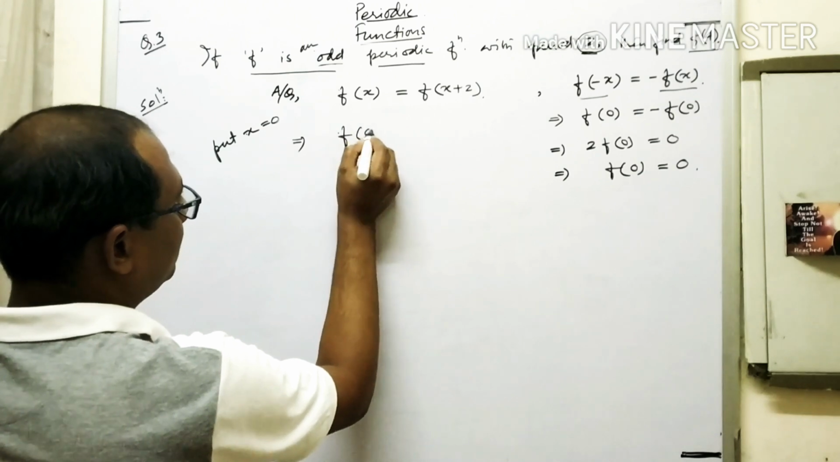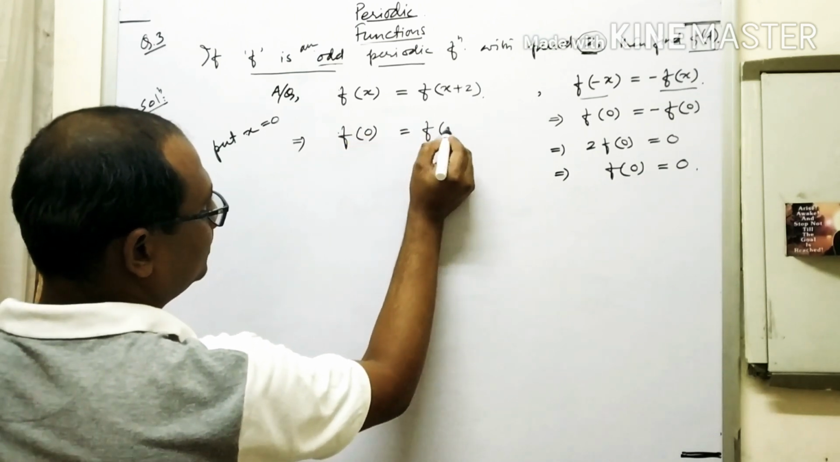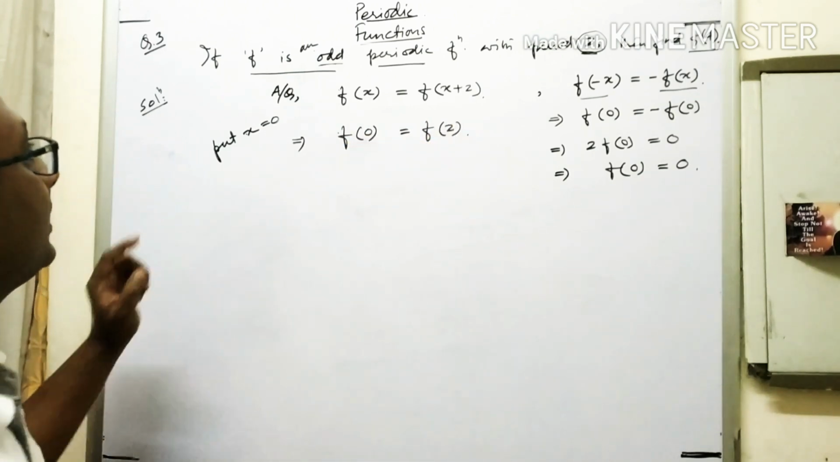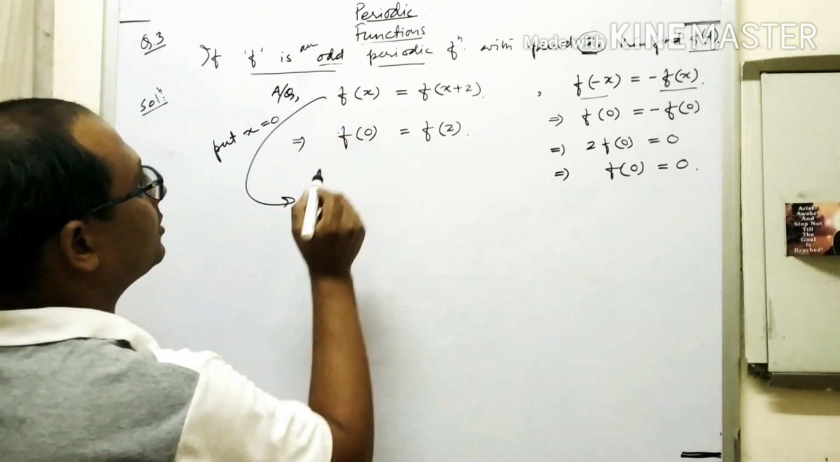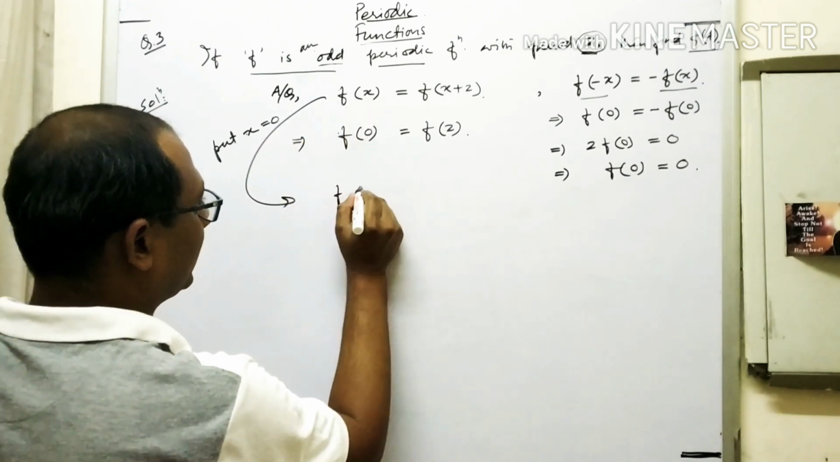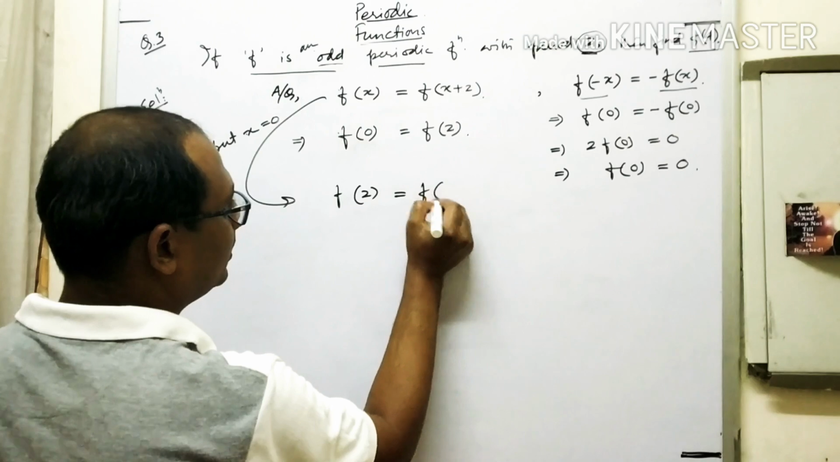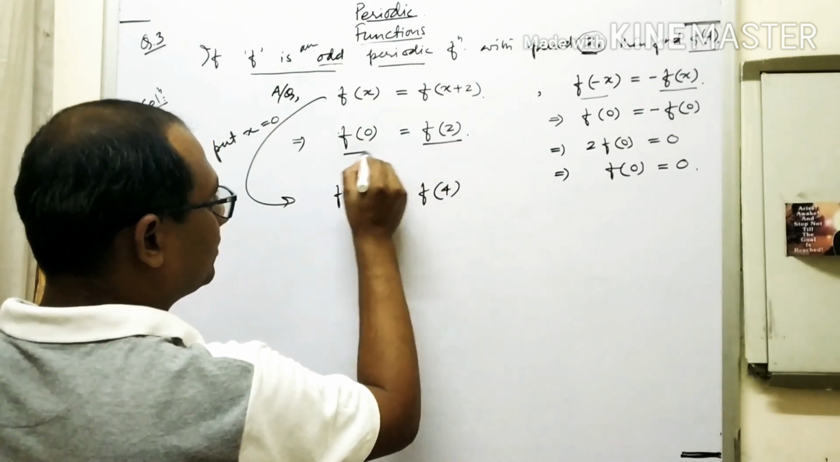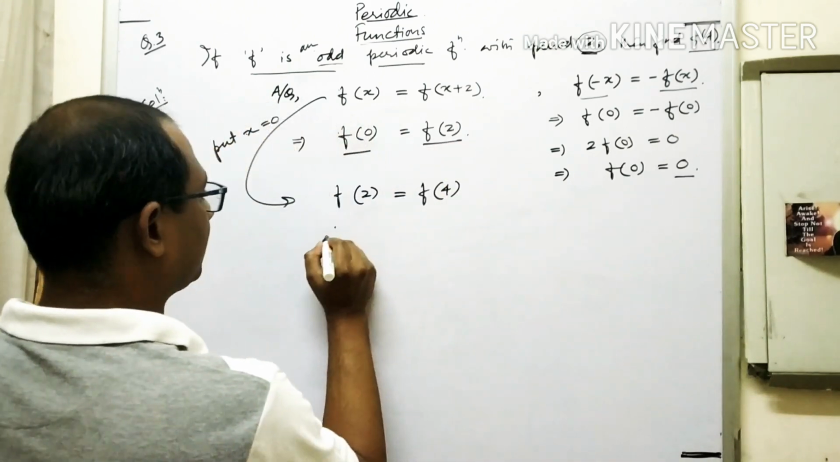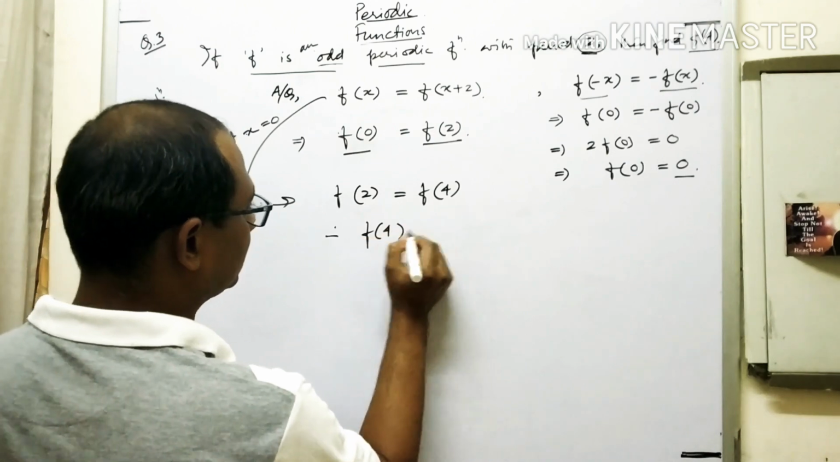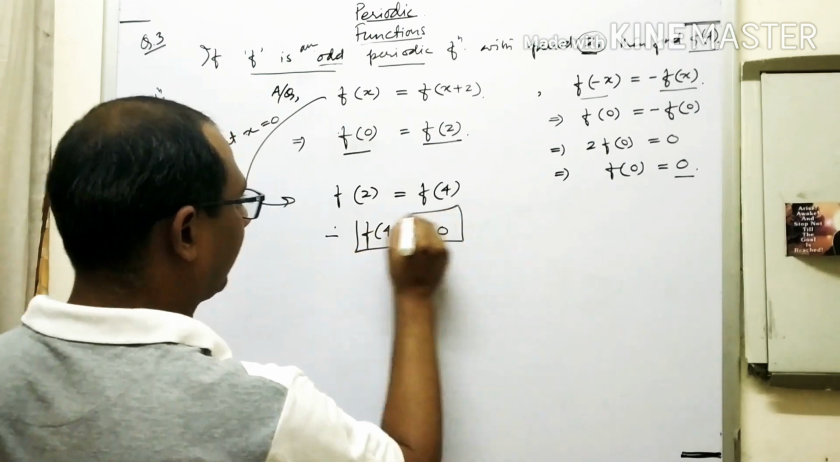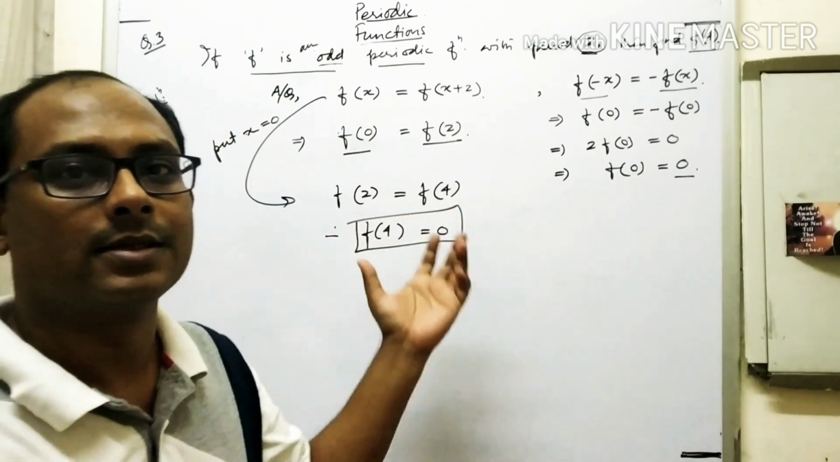So what I'll get, f of 0 equal to f of 2. Now if I put x equal to 2, I'll get f of 2 equal to f of 4. F of 2 equals f of 0, and f of 0 is 0, so ultimately f of 4 will also be equal to 0. So this is how we have to think and analyze in this kind of question.